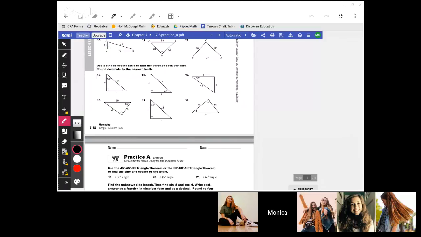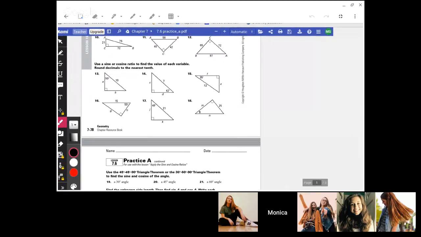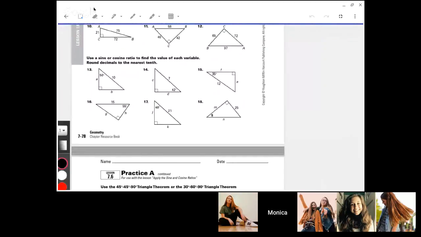Okay, Charlotte Ann, so for 14, you're supposed to use either sine or cosine to find the value of each variable, and then round your answer to the nearest tenth, okay? So what we have for 14 is we're starting out with this 42-degree angle. And we know our hypotenuse, right?